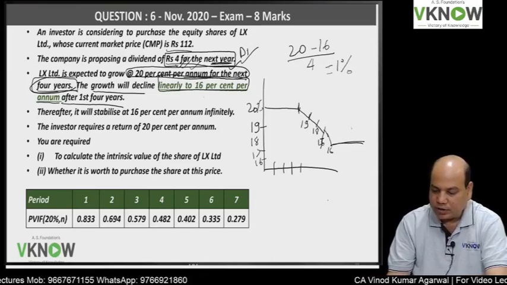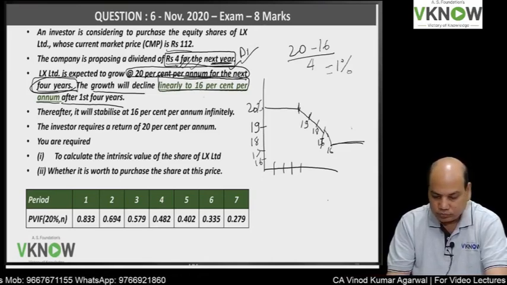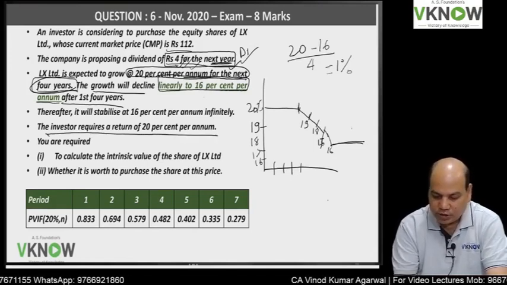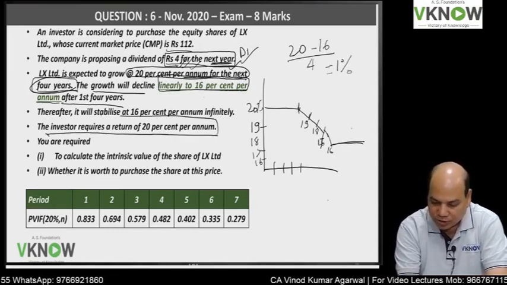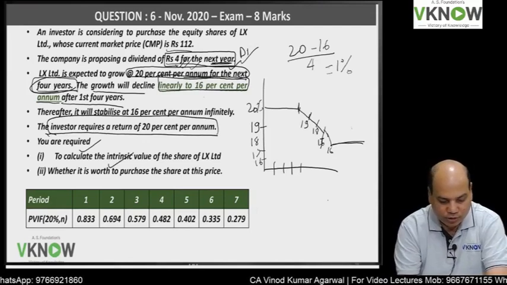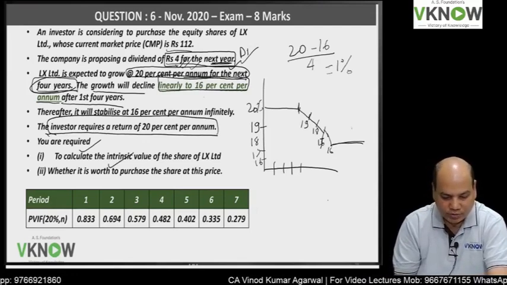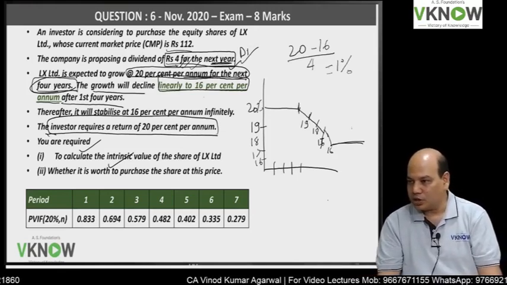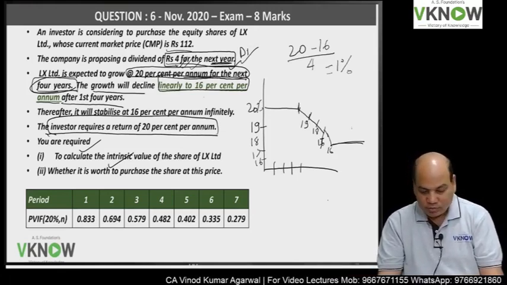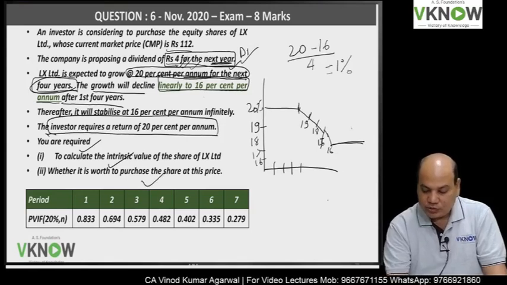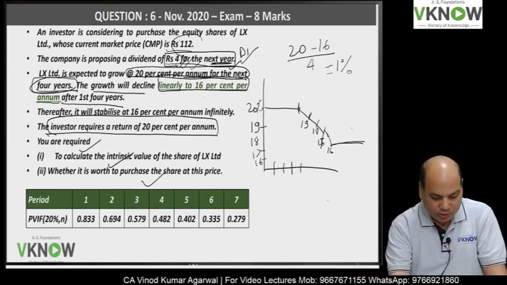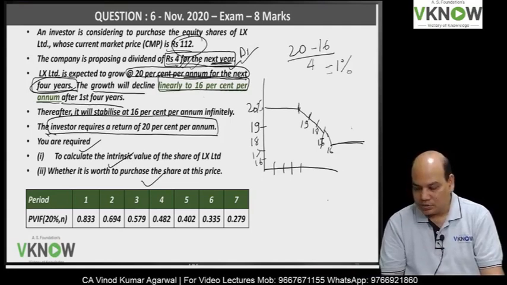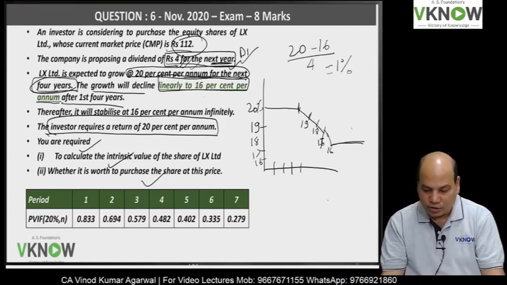Thereafter it will stabilize at 16% per annum infinitely. The investor requires a return of 20% per annum, so this is my discount rate. You are required to calculate the intrinsic value of the share of LX Limited, that means the present value of future cash flow. And then, is it worth purchasing the share at this price? So you have to compare with 112 rupees and check whether you need to buy the shares or not.